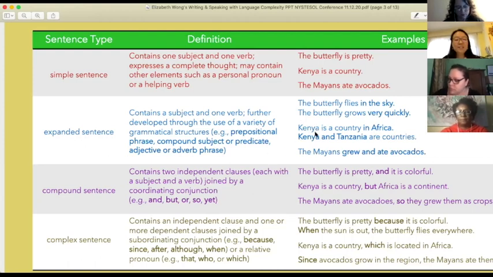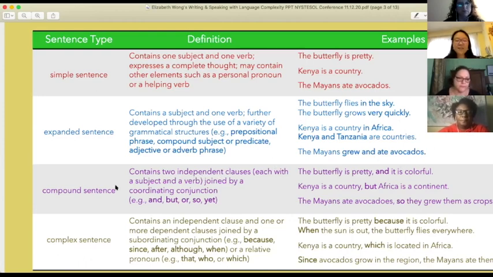The other examples in this section are, "Kenya is a country in Africa." "Kenya and Tanzania are countries." So Kenya and Tanzania make up a compound subject, which is why it's an expanded sentence. And the fifth grade example is the compound predicate. "The Mayans grew and ate avocados."